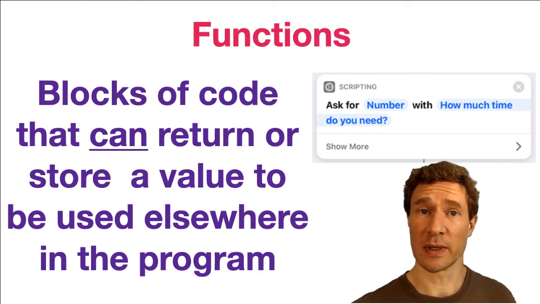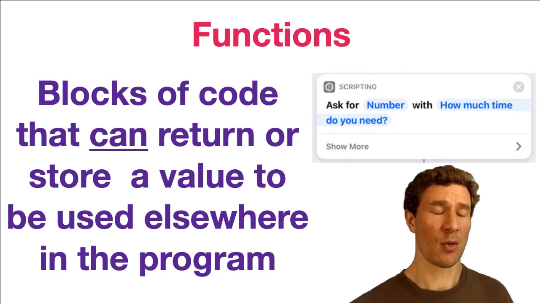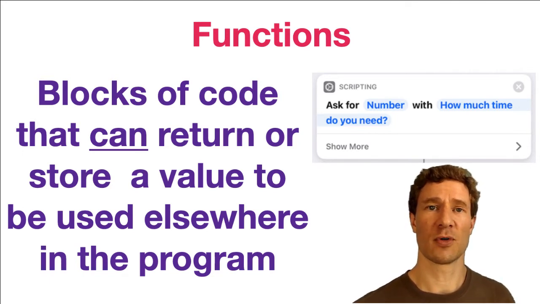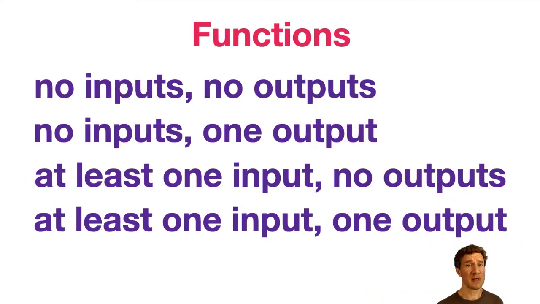And so when we were doing this with shortcuts, we asked the user to enter an amount of time, and that amount of time was used later in the program for setting a timer. Now, a piece of code or a function doesn't have to store a value. It doesn't have to have any inputs at all. It might just perform a task. So it might have no inputs and no outputs. It could have no inputs and it could have an output.